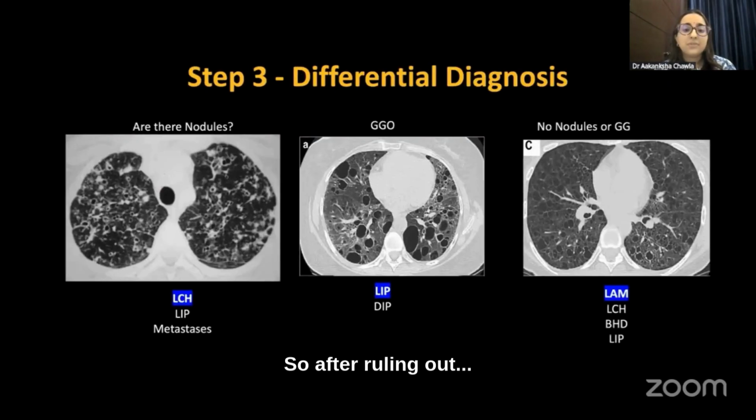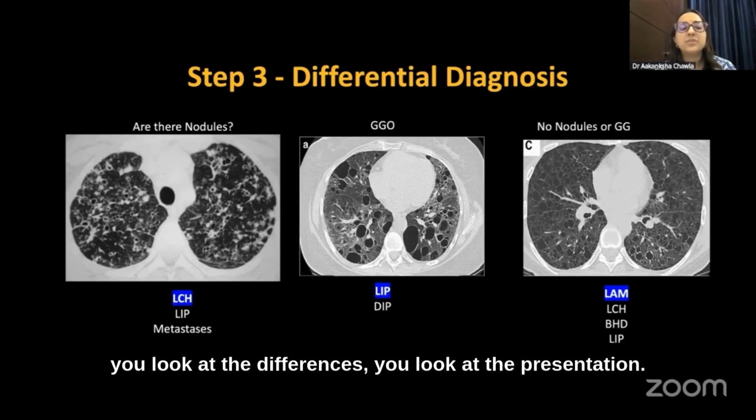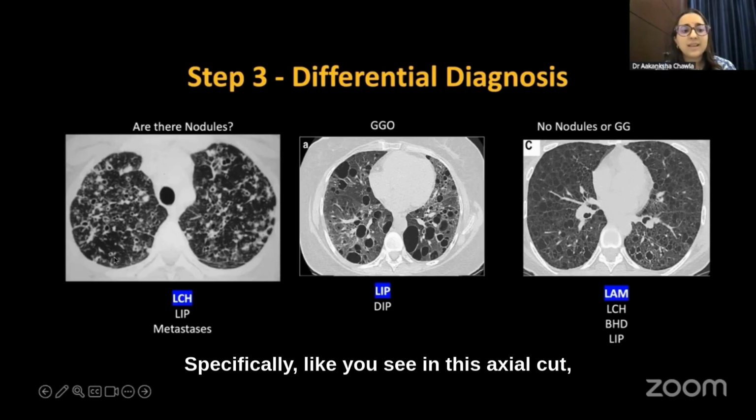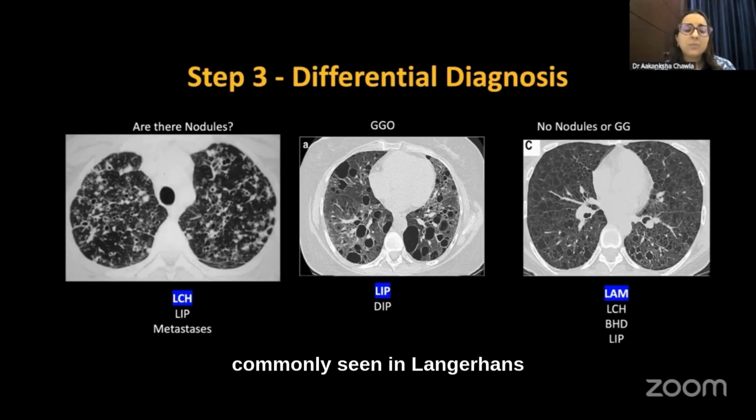After ruling out the mimics and identifying whether it's an incidental finding or actually pathological, you look at the differences, you look at the presentation. Are there any associated nodules? Specifically, like you see in this axial cut, nodules with upper lobe predominance, commonly seen in Langerhans cell histiocytosis.